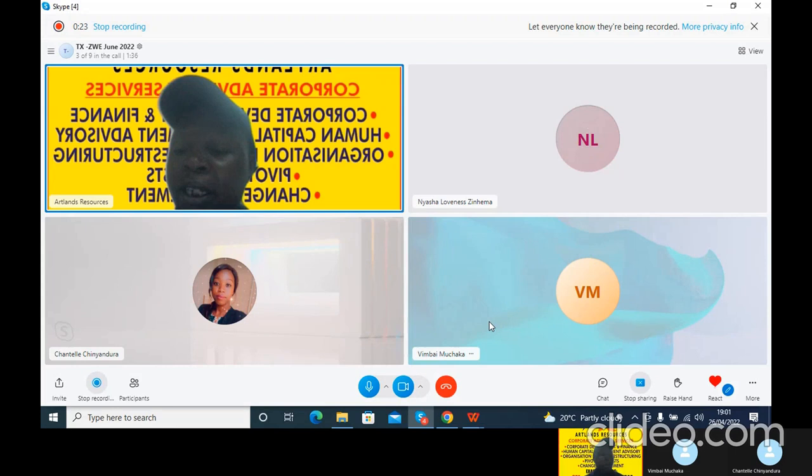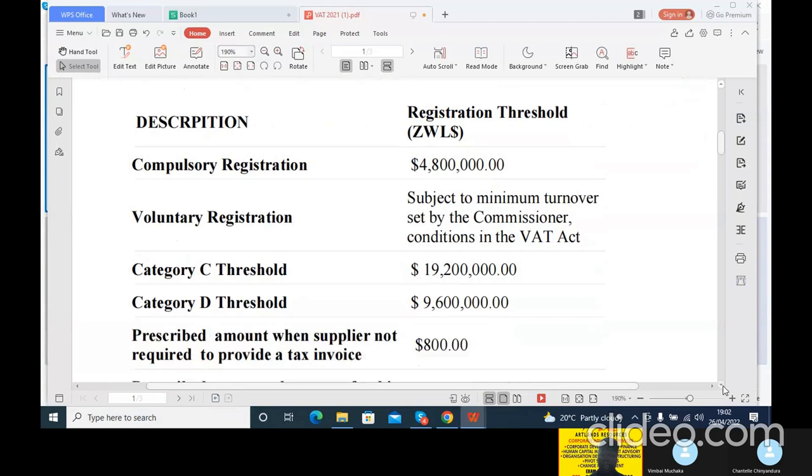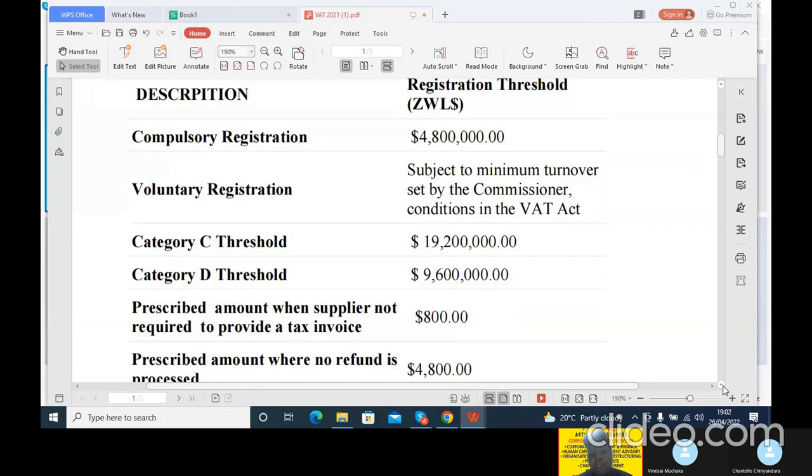So what I was saying is, apart from compulsory registration, there is voluntary, you now know voluntary, and let us proceed. There are category C registrants. If we are a category C registrant, you need an annual turnover of 19,200,000 to qualify for category C.